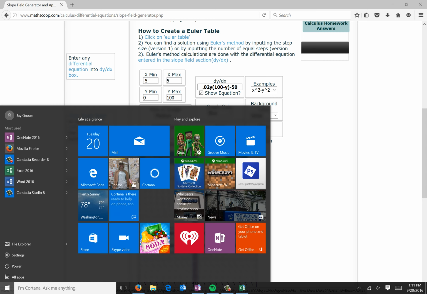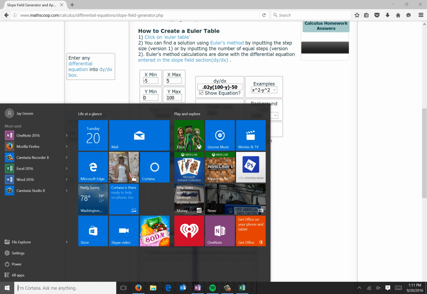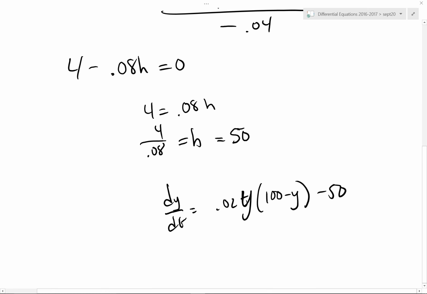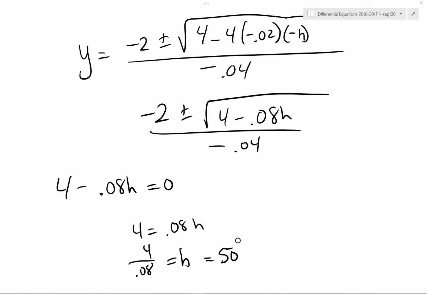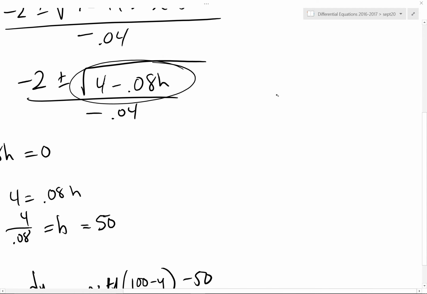So let's come back over here and look at our notes. We said that this piece here, if it was 50, interestingly enough, that would make this piece here 0, correct? But what would that leave us? That would leave us -2 over -0.04, which is what? It should be 50. It is 50. Yes, 50.